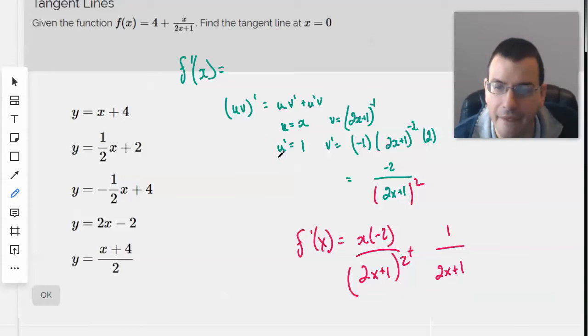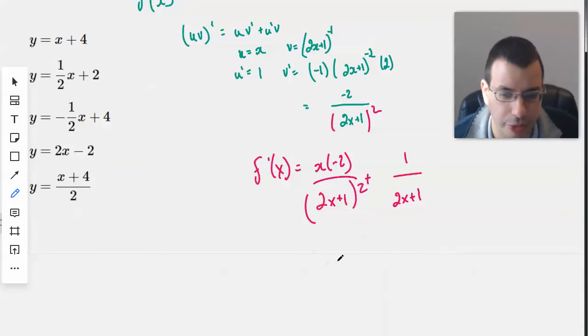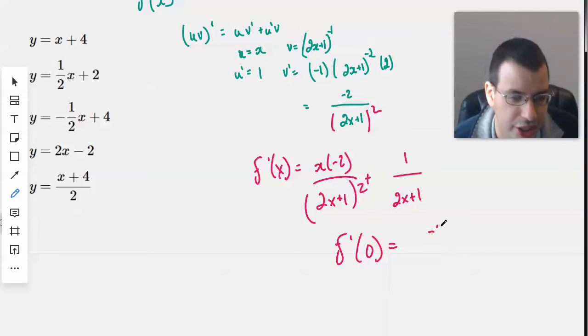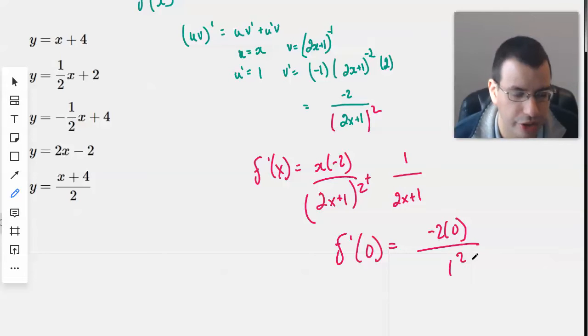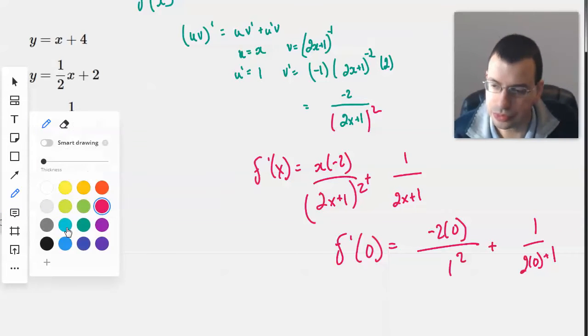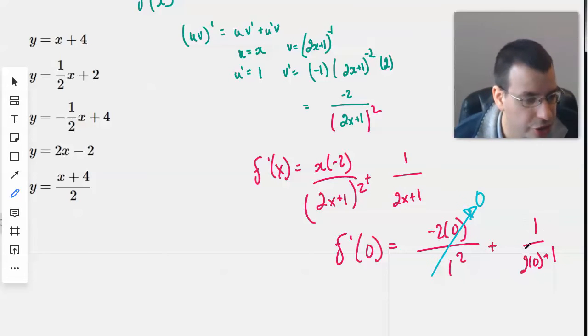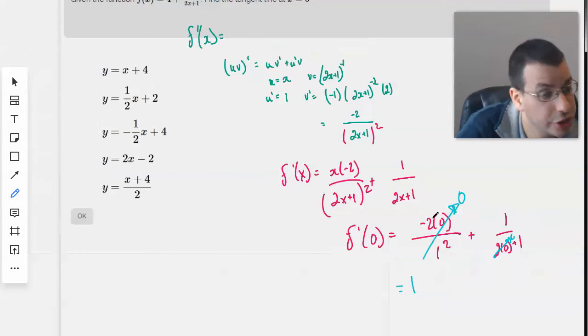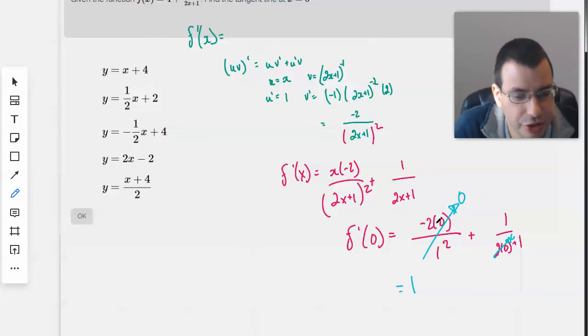So we'll find the slope. So the slope would be f prime of 0, which is negative 2 times 0 over 2 times 0 plus 1 squared, plus 1 over 2 times 0 plus 1. Okay, so this part goes to 0, and we're left with 1. The derivative, or the slope, of the tangent line at x equals 0 is 1.